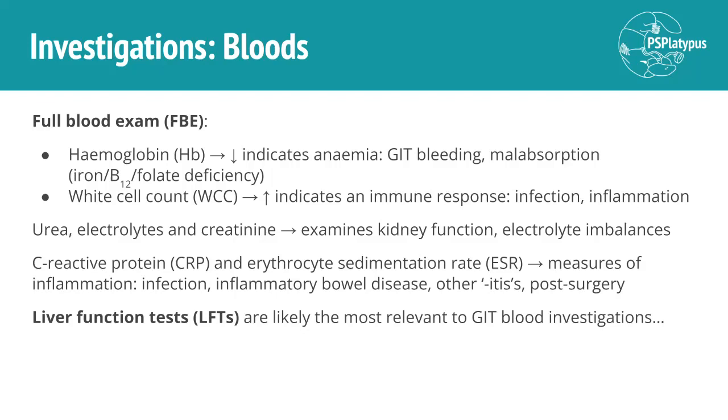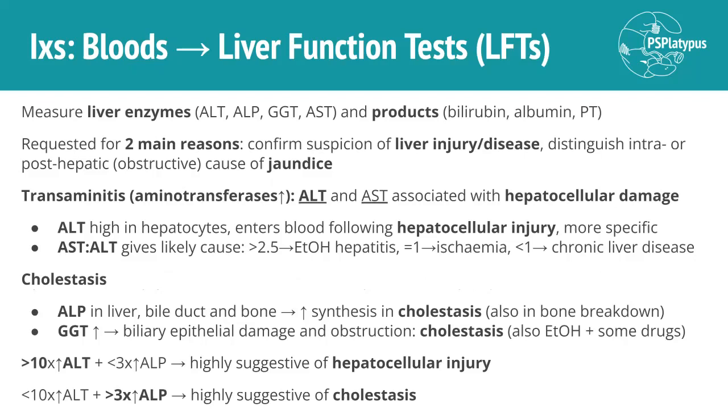And then we've got liver function tests, which is what we're going to focus on in this presentation. All right, they are likely the most relevant of GIT blood investigations. All right, don't freak out. We'll work through this. So liver function tests measure the liver enzymes, ALT, ALP, GGT, and AST. And they measure liver products, so things made by the liver. Right? So stuff like bilirubin, albumin, and we can also look at prothrombin time for the clotting factors.